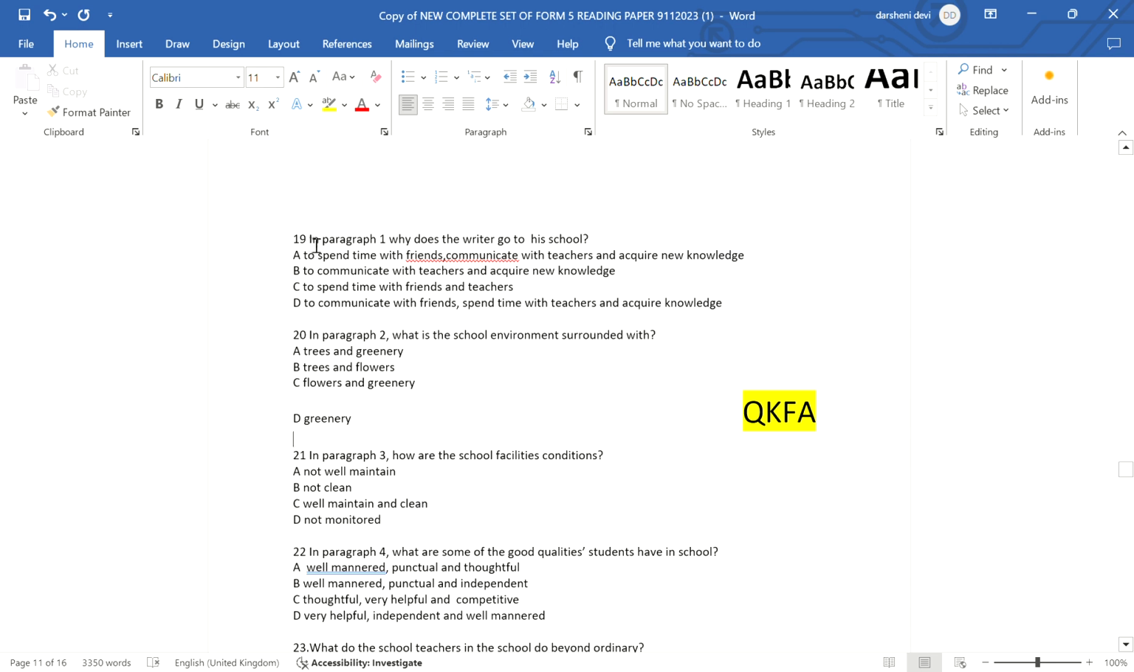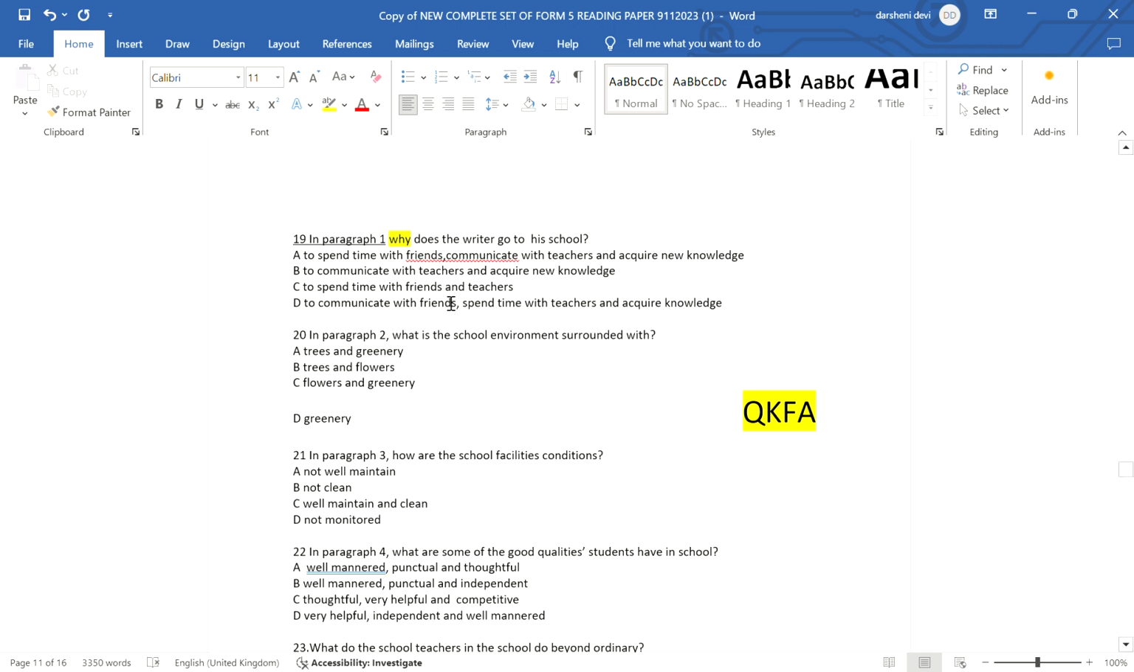So first and foremost, read the question. The question already says in paragraph 1. Wow, that's a very good keyword. So you can just underline it using your pen or pencil. In paragraph 1, so you already know it's in paragraph 1, and the next keyword that you can find is: why does the writer go to his school? They want to know why. So the keyword is why. You can underline it or highlight it.